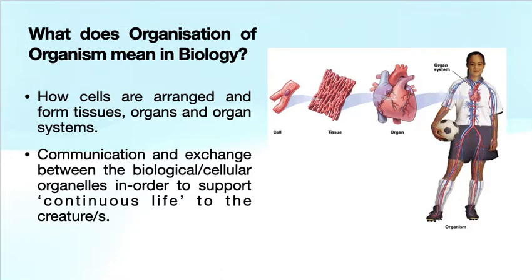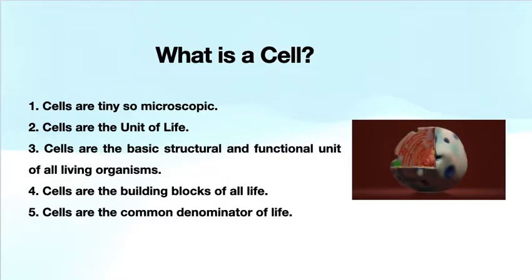Organization of organisms means, in biology, how cells are arranged, forming tissues, organs, and organ systems. It also covers communication and exchange between the cells and biological organelles, which are cellular organelles present in every cell, in order to support the cells and promote continuous life in all living creatures.